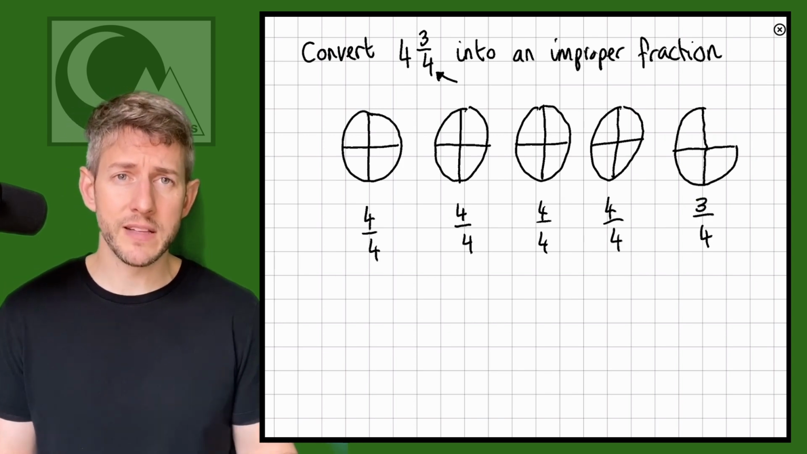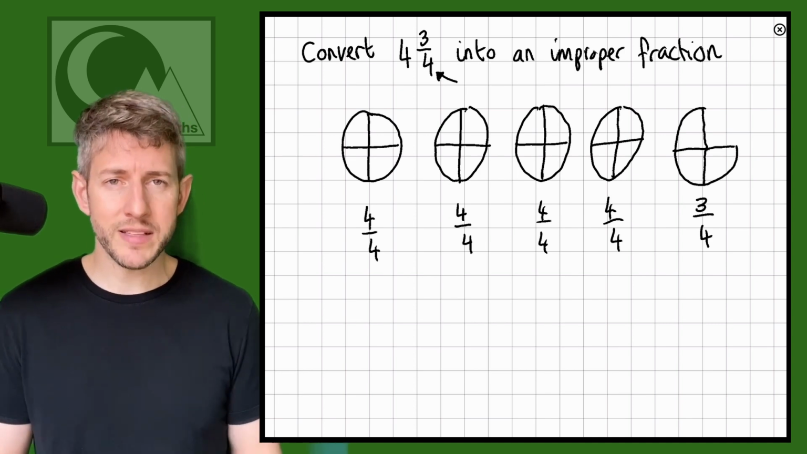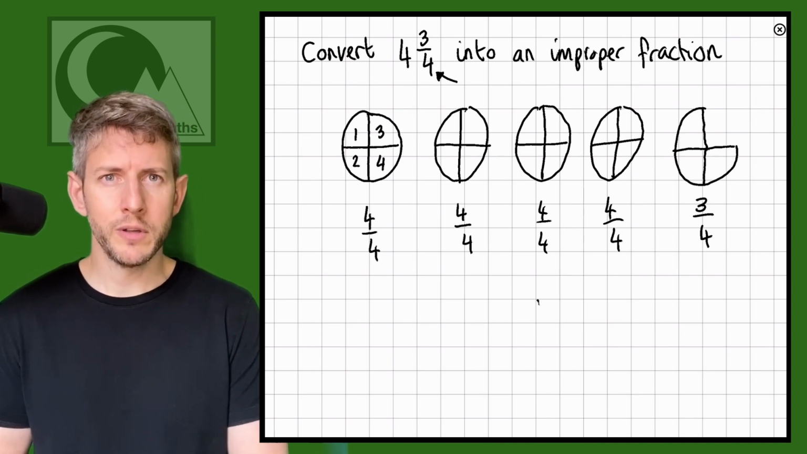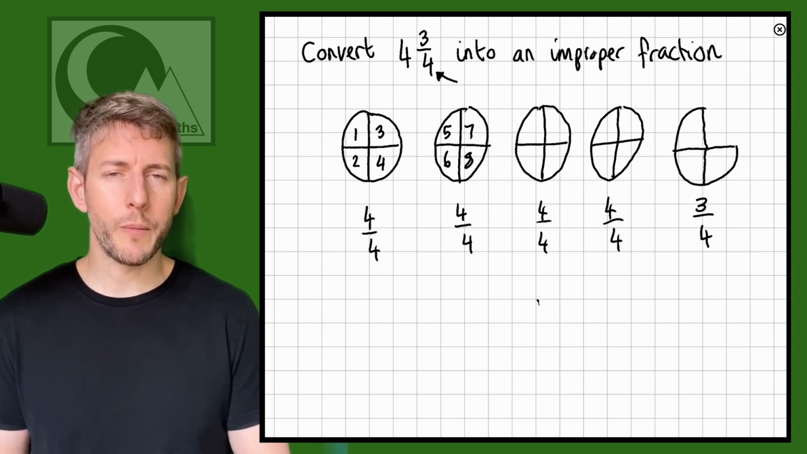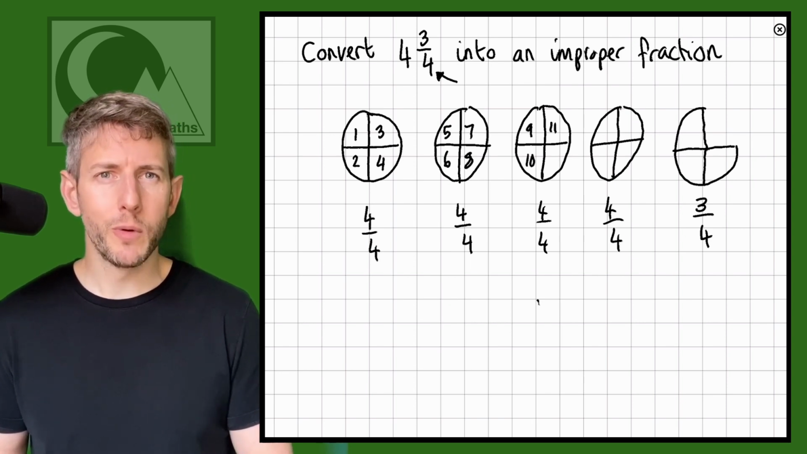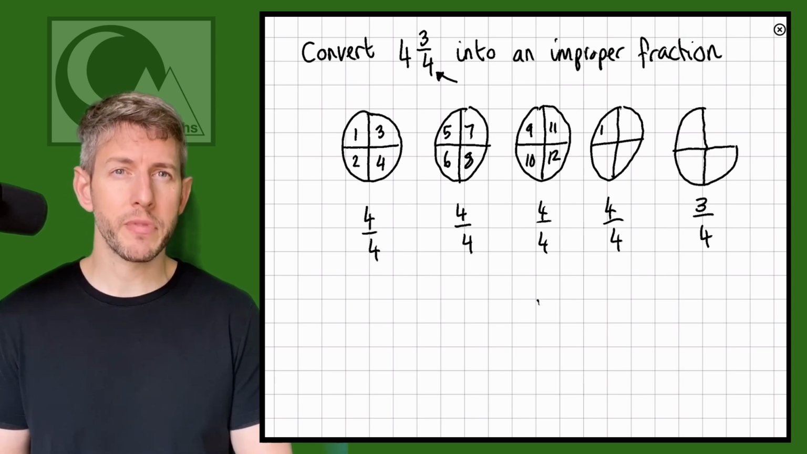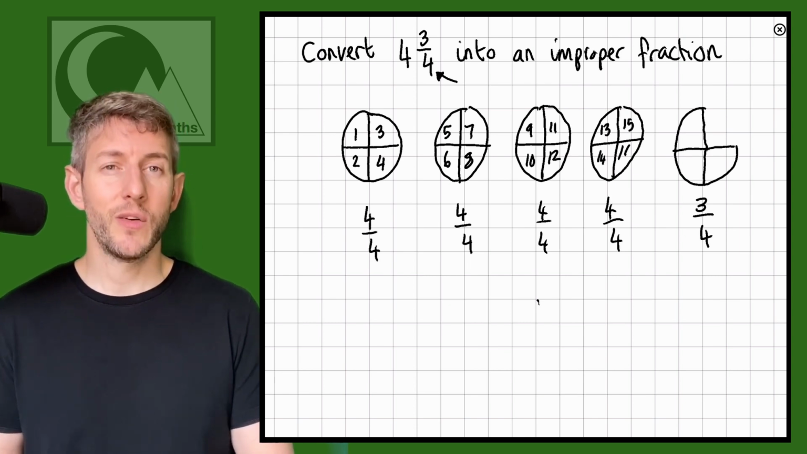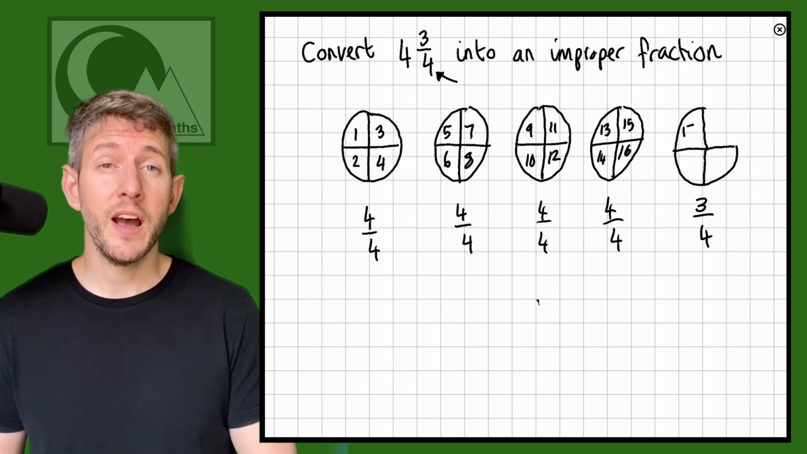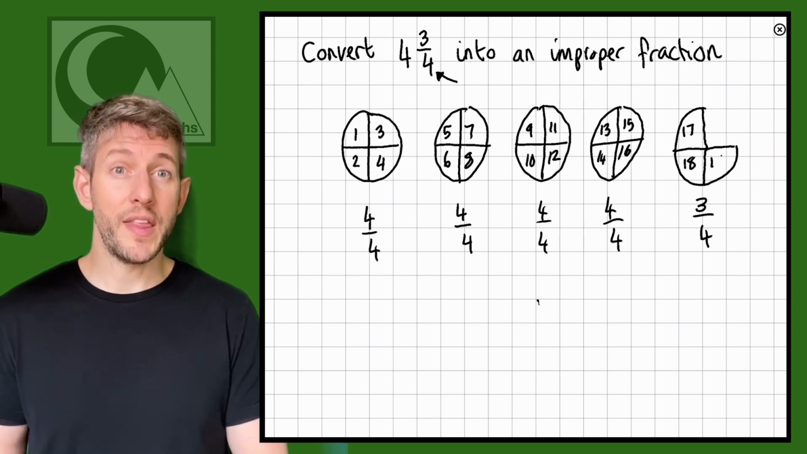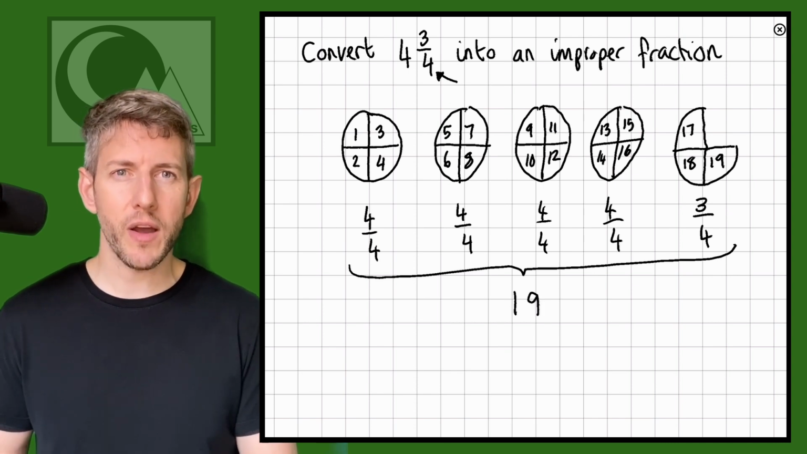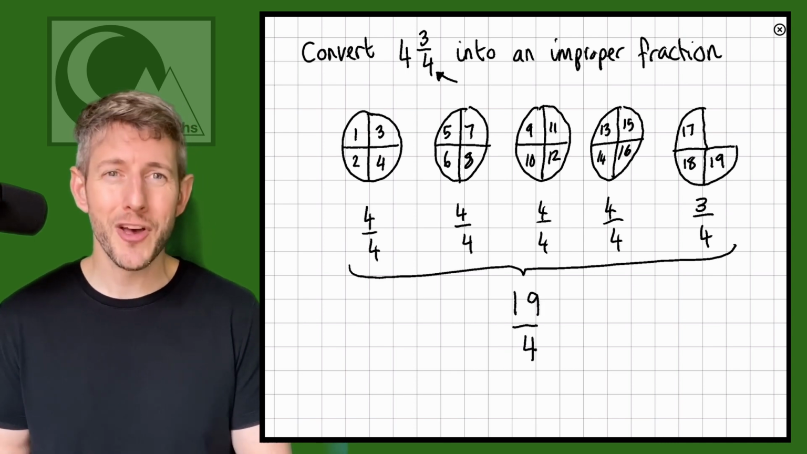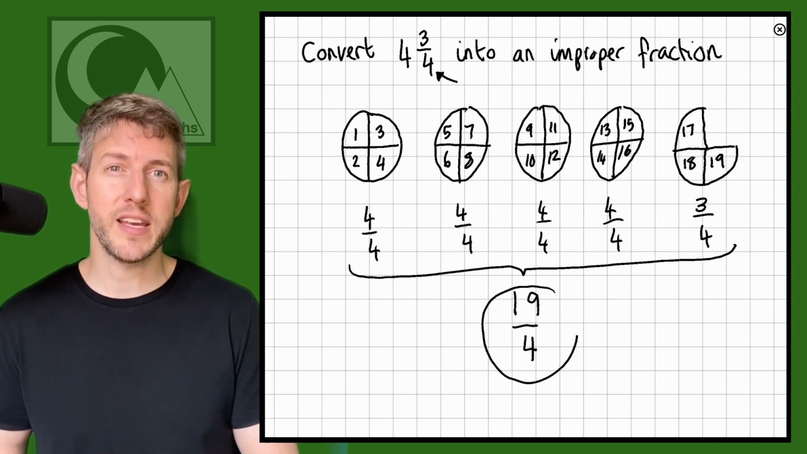So I can put this like this, and then we're going to see what that's equal to. So we've got 4/4 for the first one, 8/4 when we add on the second one, 12/4 when we add on the third one, 16/4 when we add on the fourth biscuit, and then we've got 16/4, and then we've got to add on 3 more. So that's going to take us up to 19/4. So that means our final answer for this will be 19 over 4.